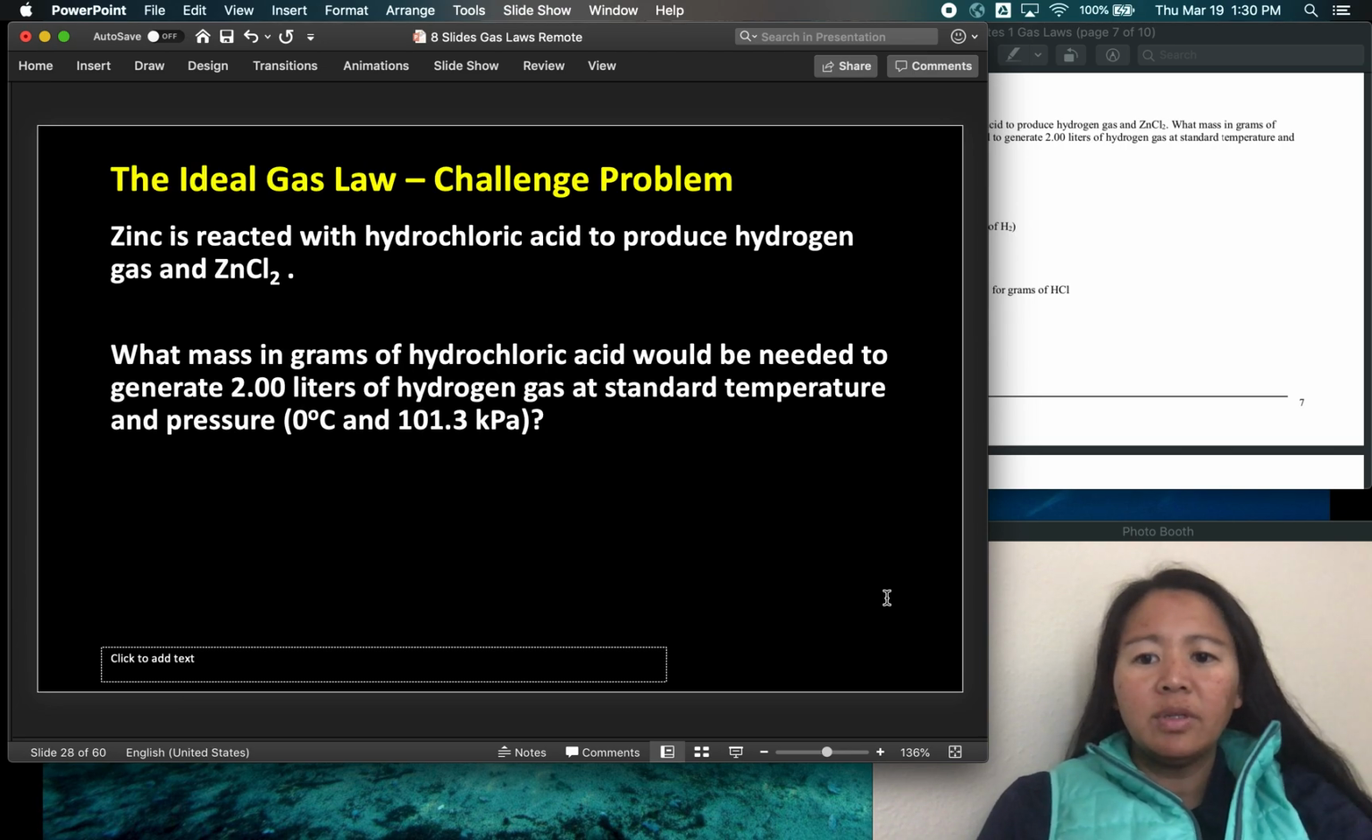All right, so for this challenge problem, you've got a reaction happening. Zinc reacted with hydrochloric acid to produce hydrogen gas and zinc chloride. So please take a moment and balance this equation. The chemical formula for hydrochloric acid is HCl. So pause the video and solve. Go ahead and solve the next part too.